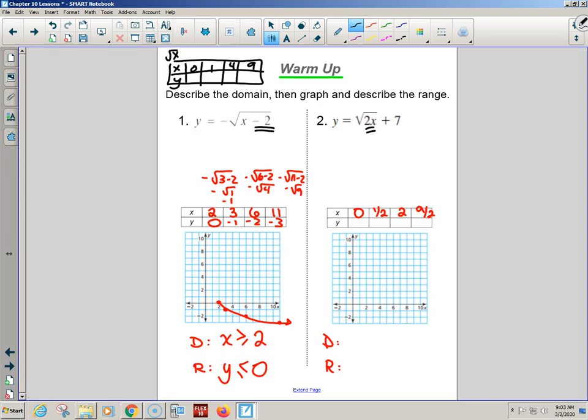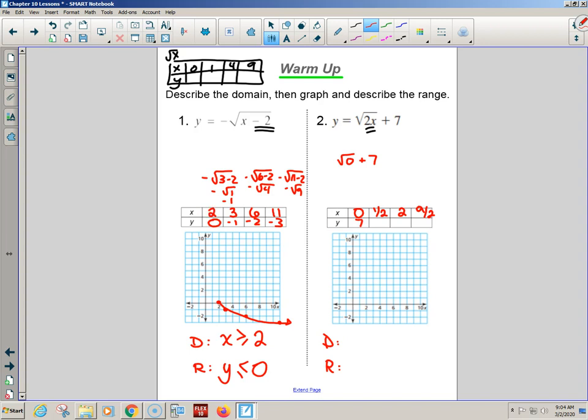Has anyone tried plugging in to see if these are actually good or not? If you plug in 0, what's 2 times 0? 0 plus 7. Okay, careful. Hold on. In our chapter 10 intro worksheet, what were we supposed to do first? Add or square root? Good. What's the square root of 0? Plus 7? Okay.